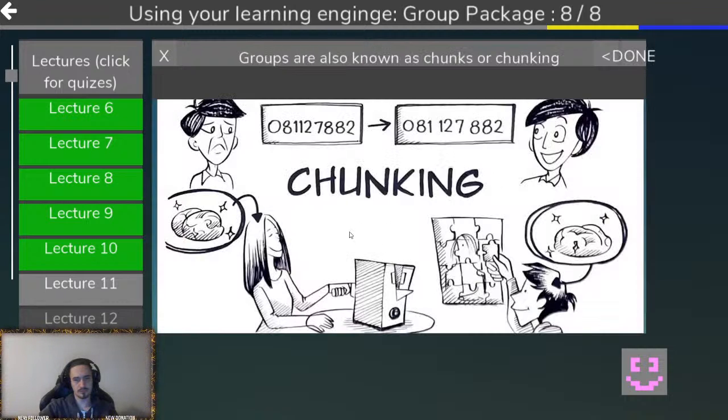Grouping information is also known as chunking, or putting information into chunks. This is a more popular term, something more specific to educational psychology, but the two concepts are the same. As you can see in the image, breaking numbers up into groups of 3 or 4 makes them much easier to remember than long strings of digits. Chunking information helps us free up brain space, and it helps us organize information so we can see bigger pictures. Chunking is really an incredibly important concept.